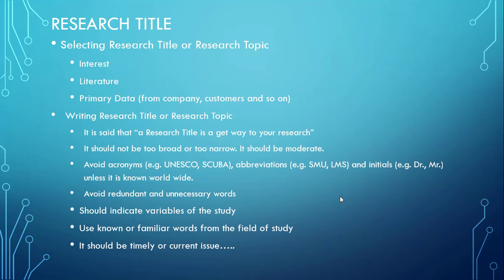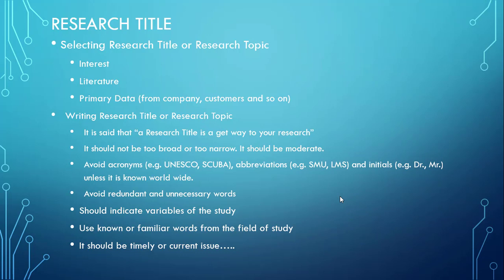All right. The second thing that you are going to consider in writing your research title and your research topic is that you should avoid acronyms, abbreviations, and initials. When you say acronyms, abbreviations, and initials, it is the short form of a certain word or statement. But the difference between acronym, abbreviation, and initial is as follows.